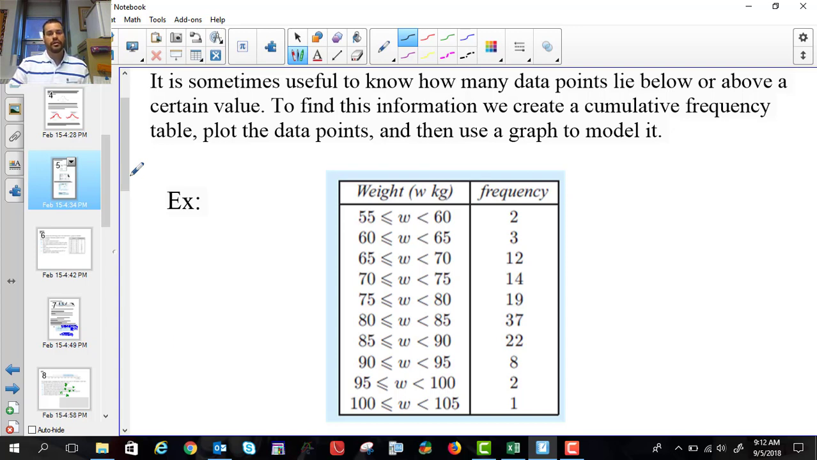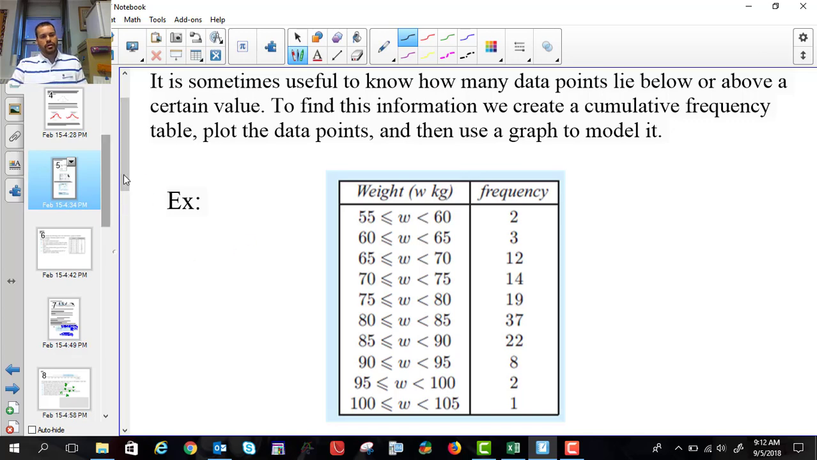And then you can find things like the median and the quartiles and the percentage of people that are below a certain point or above a certain point. So you can find percentiles in those things. It's a helpful way of representing data. So here we have weight. It's from 55 all the way up to 105 kilograms, and they're done in 5 kilogram intervals. And the frequency is just saying there's 2 people in this category, there's 3 in that category, and so on. The vast majority of people are in this range here from 75 to 90.